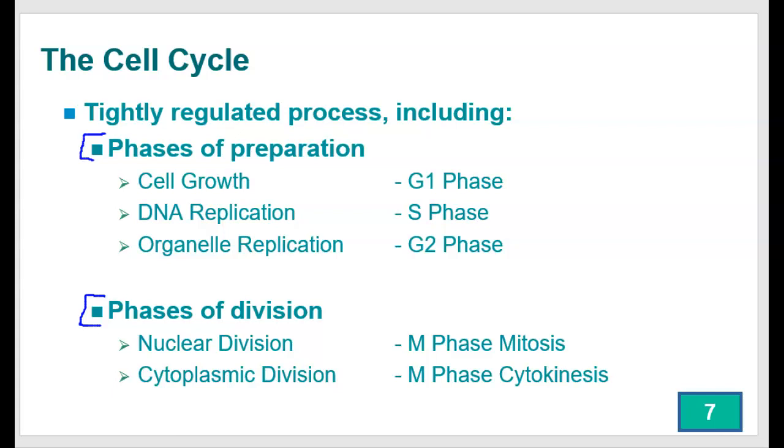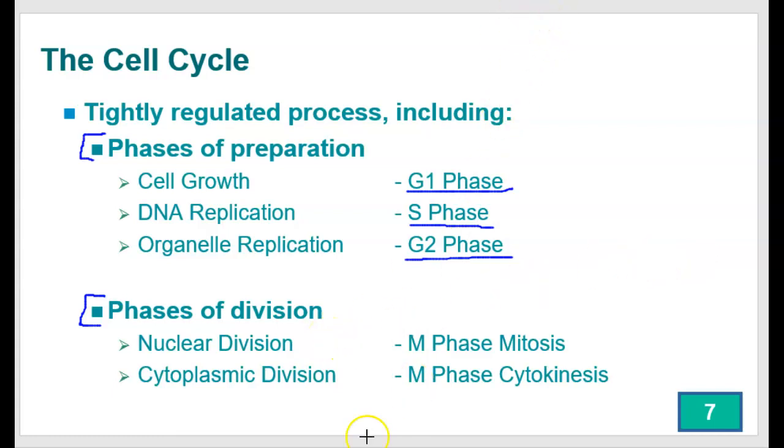And these phases have symbols that we use. G1 is called gap 1, and it's the cell growth phase. The S phase stands for DNA synthesis, so that's when DNA is being copied, so there'll be enough for 2 cells. And the G2 phase, also called the gap 2 phase, is when organelles are replicating, particularly mitochondria and centrioles.